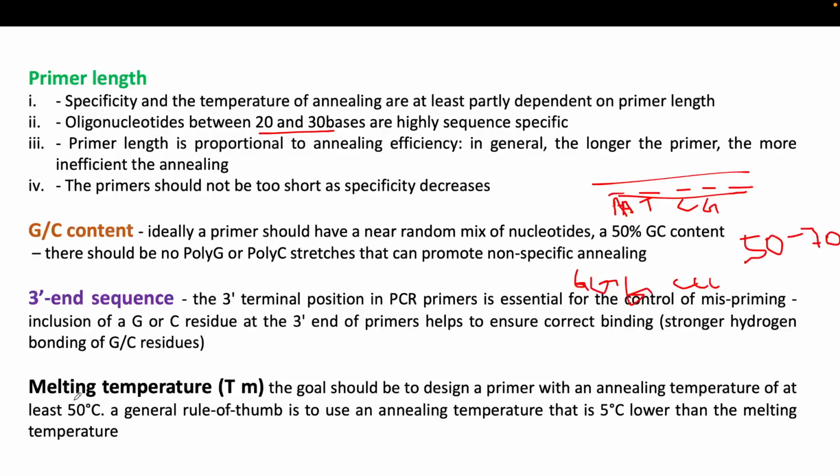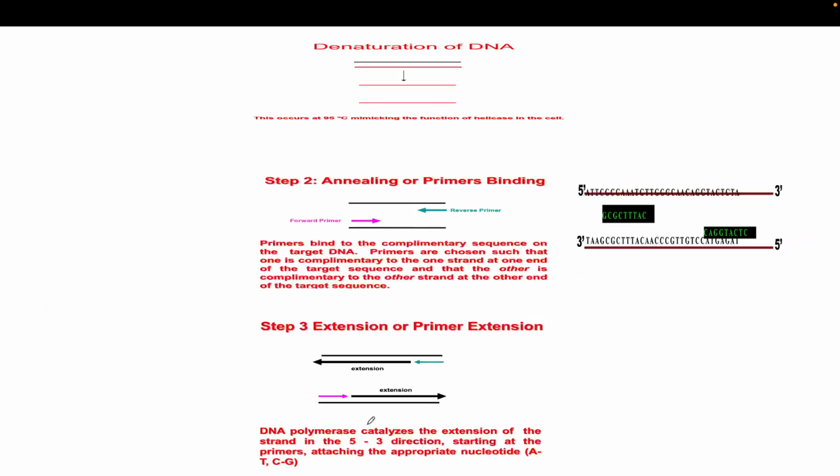Okay, then you have the melting temperature. So the goal should be to design a primer with an annealing temperature of at least 50 degrees Celsius. It should be around 50 to below 72 degrees Celsius, because at 72 degrees Celsius the polymerization happens. So the annealing temperature is always better at least 50 degrees Celsius and 5 degrees below this 72 degrees Celsius, so it will be a better primer. So that also you have to remember.